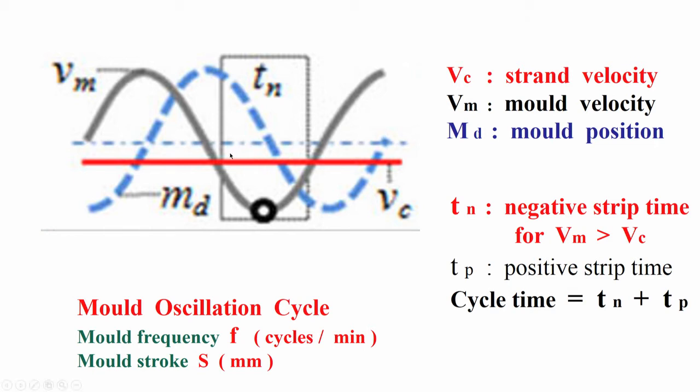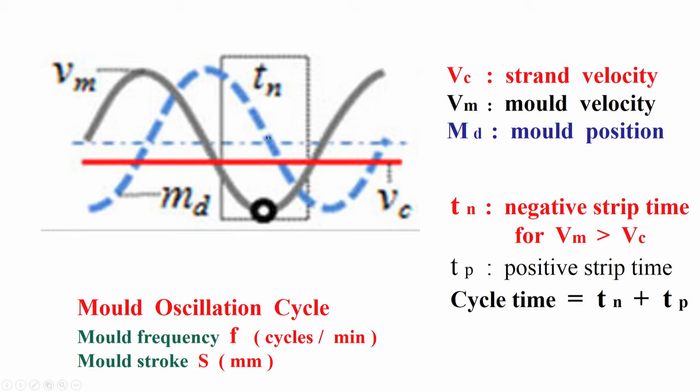So, this fraction of the cycle time is known as negative strip time, as if the solid shell is getting stripped. So, that is why it is called negative strip time. So, the whole cycle time is say from here to there, and out of that, one portion of it where the mould velocity is more than the casting velocity or the strand velocity, that particular time is known as negative strip time, and that particular ratio of time in the whole cycle is known as negative strip ratio. So, I think it is clear.